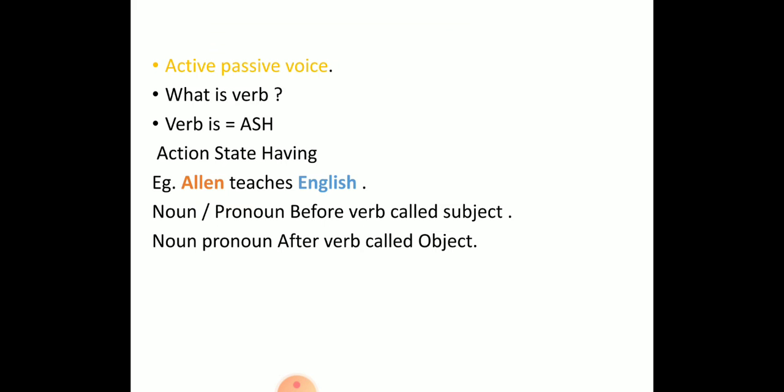Alan teaches English. Here, always remember one thing, student. Noun pronoun only plays a role of subject and object. As you can see on your screen, noun pronoun before verb is called subject, whereas noun pronoun after verb is called object. It is never the verb. And you can see your verb is teaches, so Alan is your subject and English is your object. We'll take the next slide.